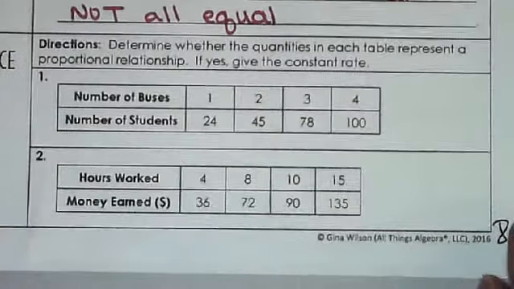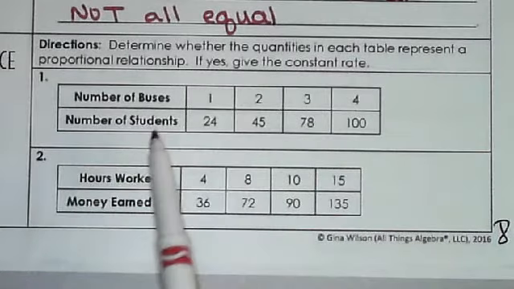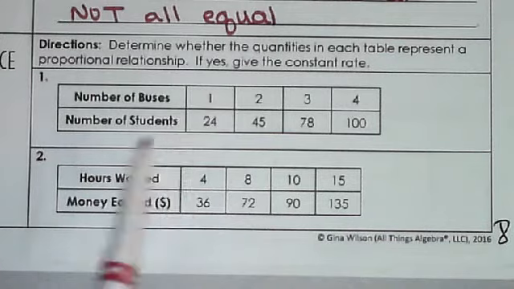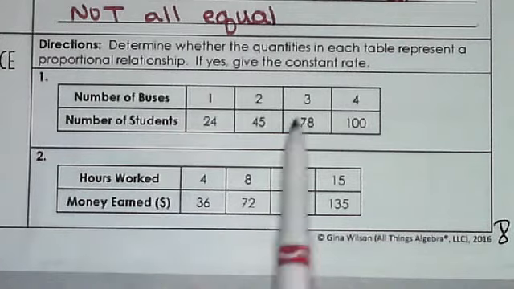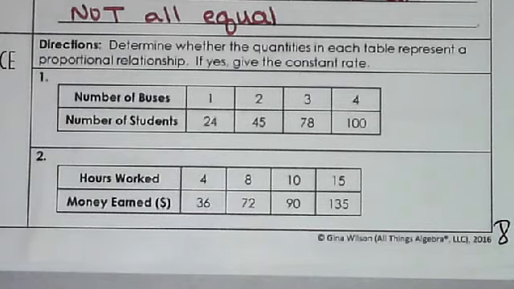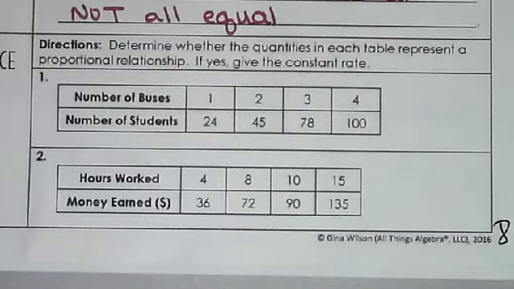All right, guys, let's go over number 1 and 2. So on number 1, you're determining whether the number of buses is proportional to the number of students in every single row. Okay? So when you set up your division problem, what number did you put in the top? Did you put the number of buses or the number of students? Jack? Why did you put the number of students in the top?